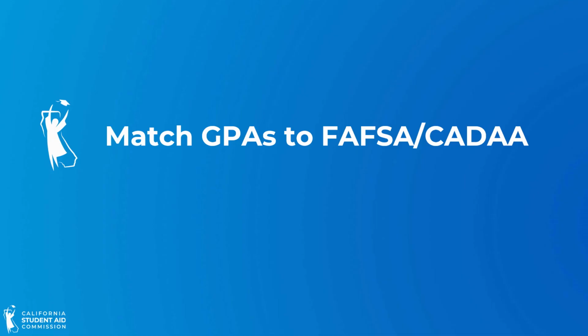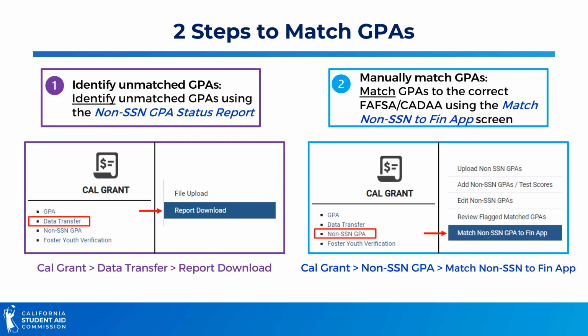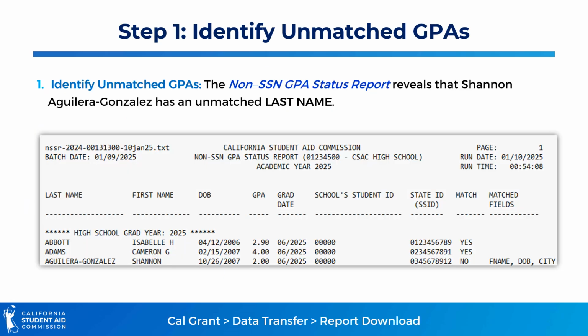Let's start with the process to match GPAs to a FAFSA or CADAA. As a reminder, high schools are responsible for editing and matching unmatched GPAs. Matching GPAs to a financial aid application ensures the student will be considered for a Cal Grant A or a Cal Grant B, so it is crucial this step is done. Now there are two steps to match GPAs to a FAFSA or CADAA. First, identify unmatched GPAs using the non-SSN GPA status report. Second, match the GPA to the FAFSA or CADAA using the non-SSN to Fin App Match screen under the Cal Grant menu. So let's take it one at a time.